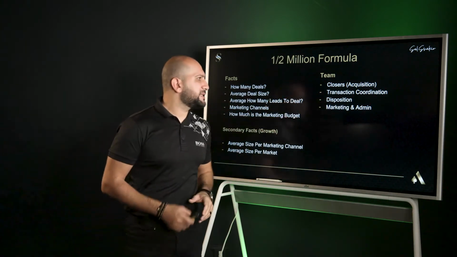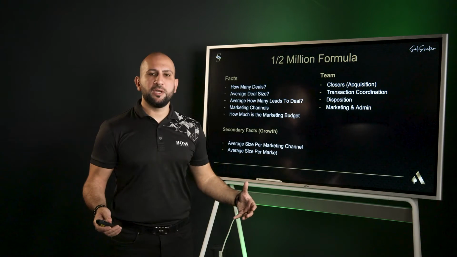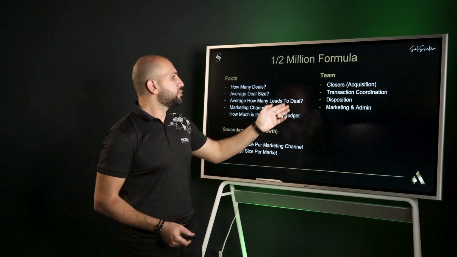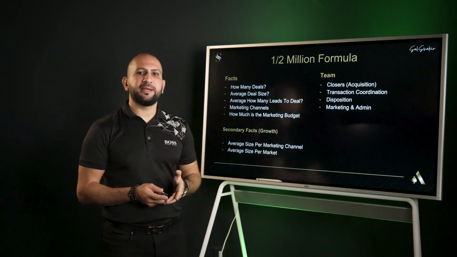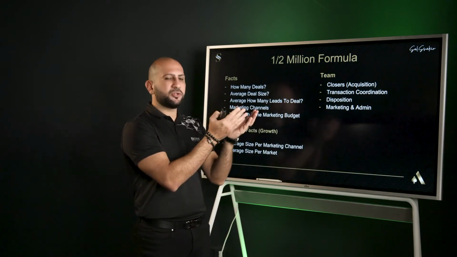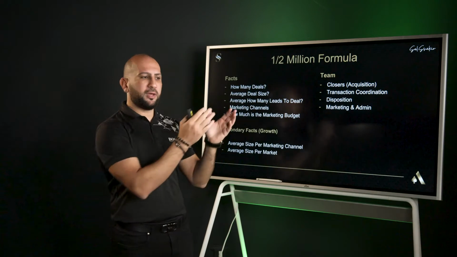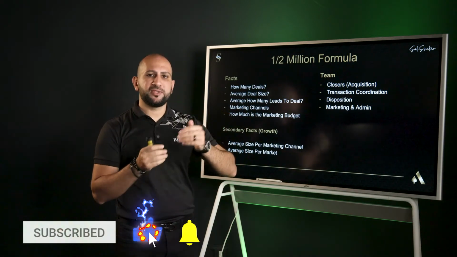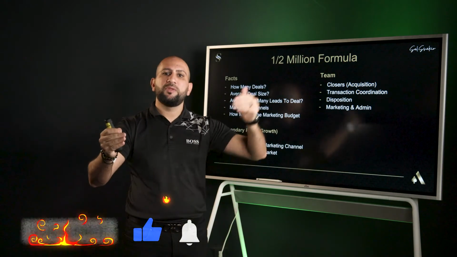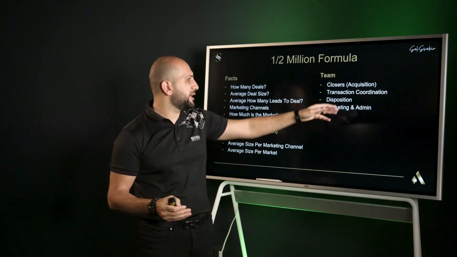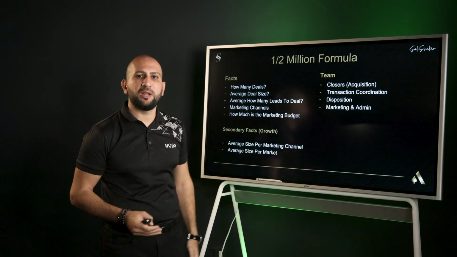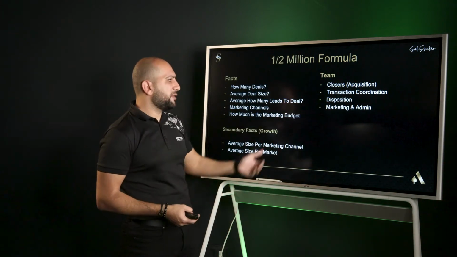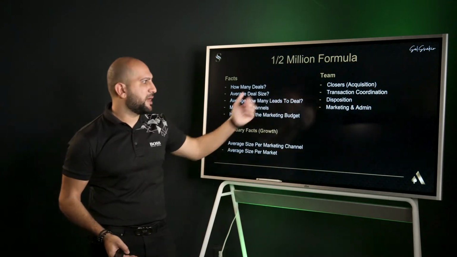Second thing is a team. Obviously, you need your closers, which is your acquisition team, the people that help you get those deals. Transaction coordination. A transaction coordinator is a person that actually takes the transaction from A to Z. So if the closer gets the contract, now the transaction coordinator's job is to facilitate that contract with the seller, with the title company, and then if you're selling it, with the disposition department as well, and the buyer. And the third one is your disposition individual. And the fourth one is the marketing admin, like we talked about earlier.